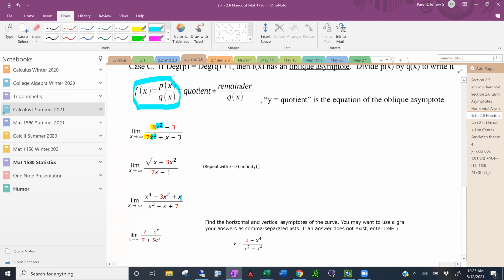Now, if the degree in the numerator is greater than the degree in the denominator, then the limit's just infinity. So you can play that game that we just played, but this time you're not going to get a lot of nice terms that cancel each other out like they did with the last one. This time it's going to go to infinity.